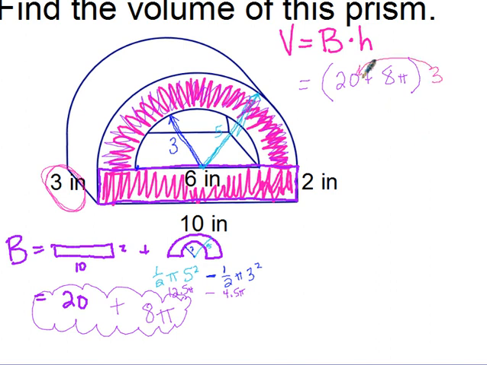So we have to distribute. 3 times 20 is 60. Plus 3 times 8 pi is 24 pi. Cubic inches as the exact volume for this circular prism. Now, if you want to approximate that, type all this into your calculator, 60 plus 24 pi, and that gives you an approximate answer of 135.398 cubic inches. You were wrong.